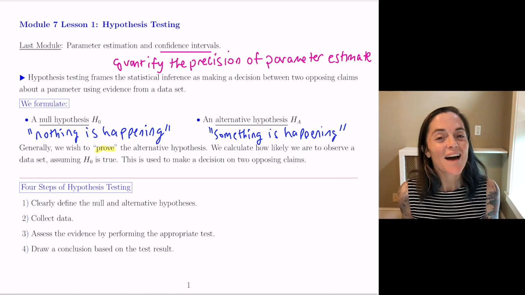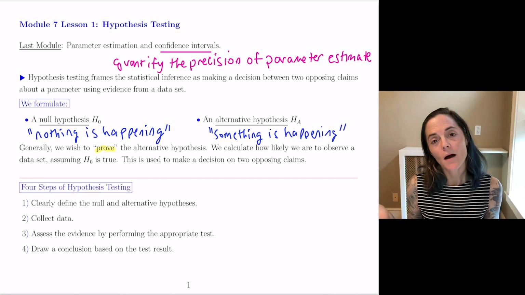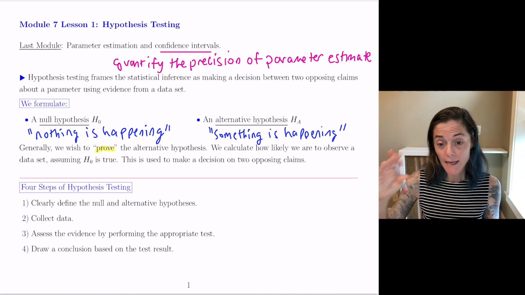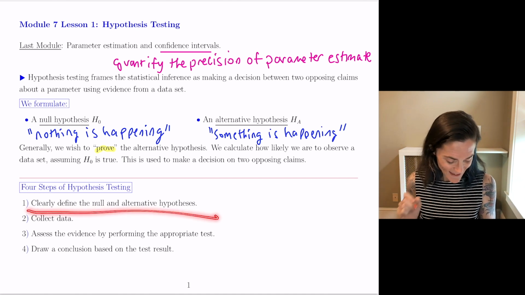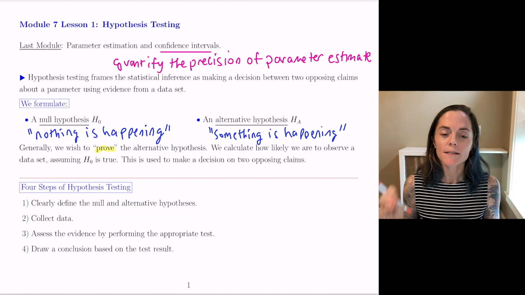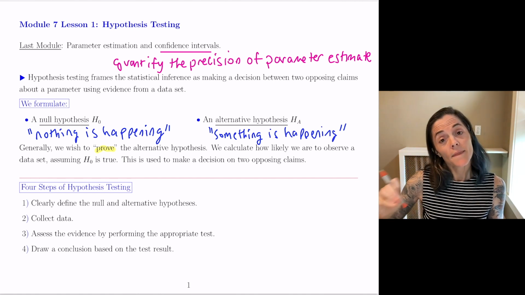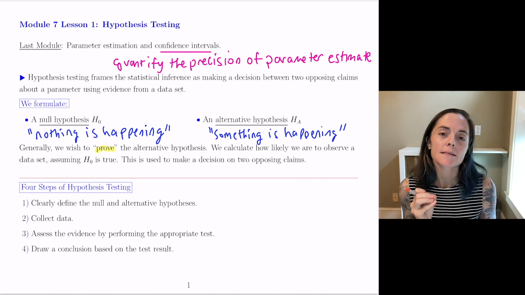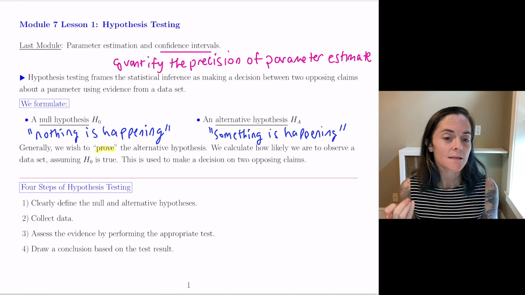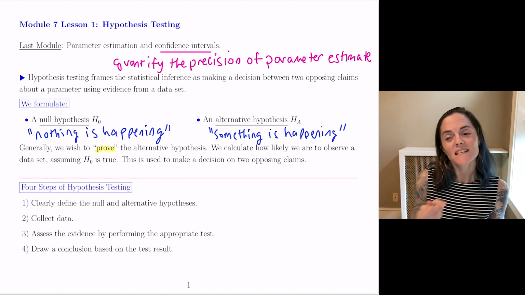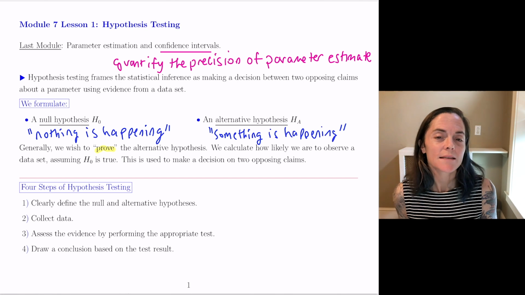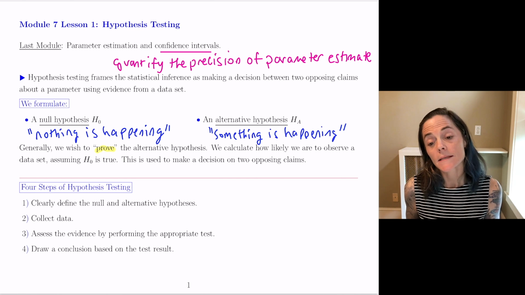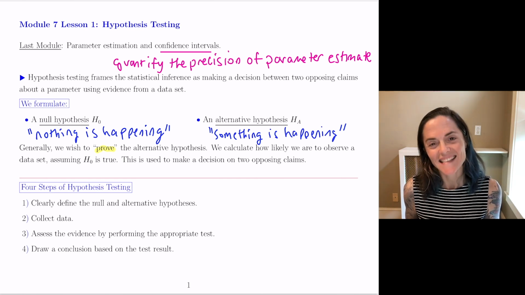So before I get into that further, let's discuss the 4 steps of hypothesis testing. First, we have to clearly define this H0 and HA. That's step number 1. Then we have to collect our data. Once we have done that, step 3, we assess the evidence by performing an appropriate test. Throughout this module, we will learn a number of tests. It just depends on what is H0, what is HA, and what are the assumptions about your data set. Finally, we can draw a conclusion based on the result of the appropriate test.